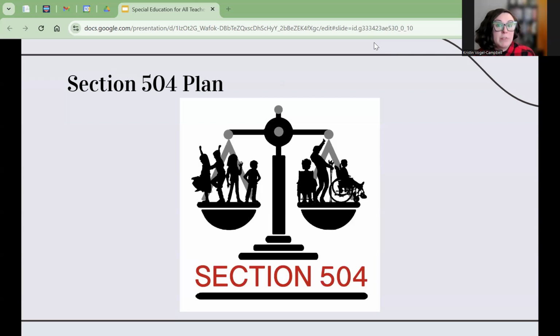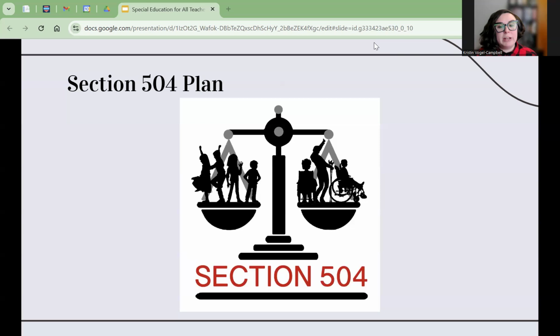A 504 plan includes accommodations. So a 504 plan includes accommodations a student with a disability may need to be successful in a regular education classroom. For example, a student with ADHD, or attention hyperactivity disorder, may need to sit near the front of the room to limit distractions. Related services.